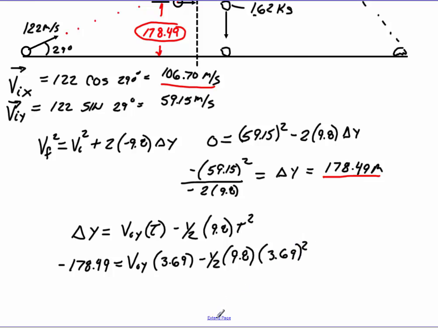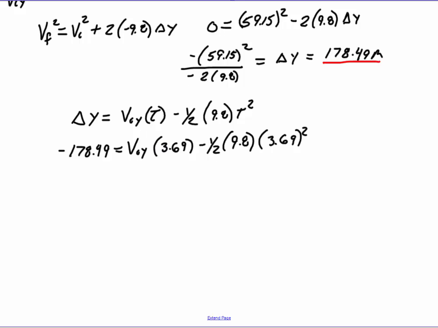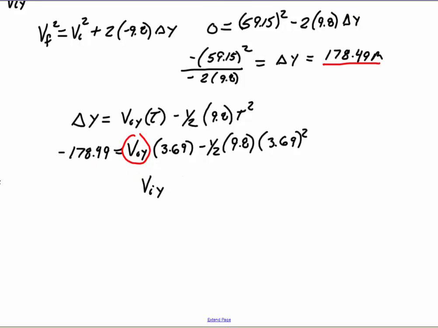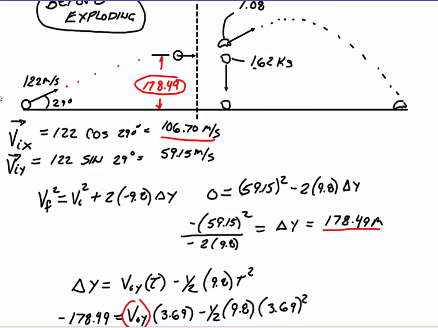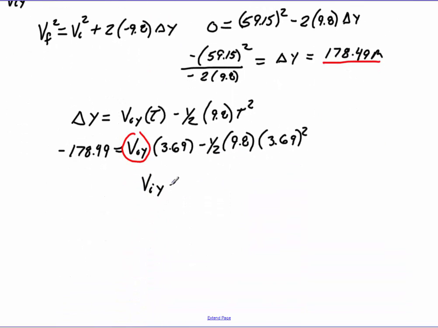Okay, so now if we run that number and solve for this value here, we will find that the Vy at the very top after the explosion, and again this is only for the 1.62, so I'll make sure I put that in for the 1.62 kilogram object, it's going to equal a negative 30.29 meters per second.